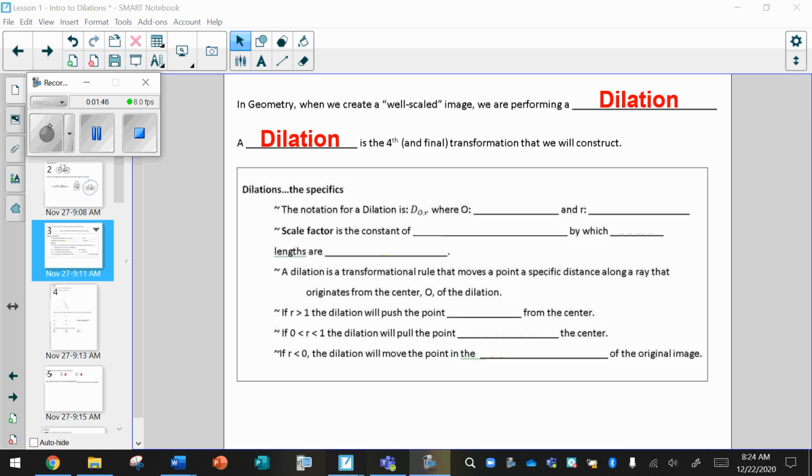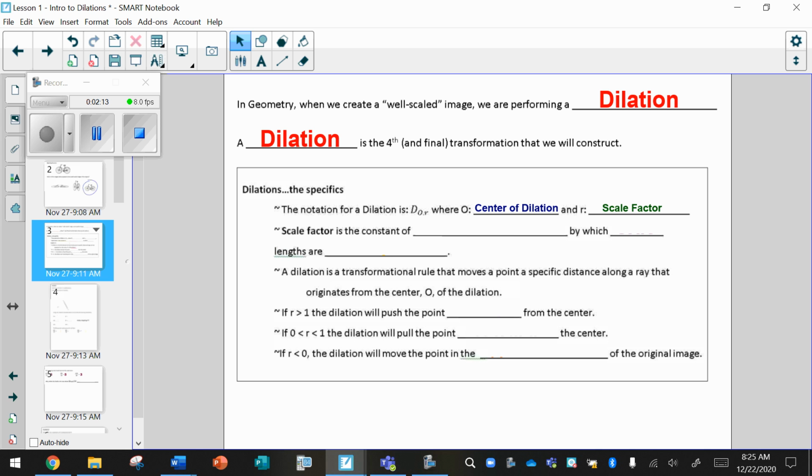So the specifics about dilations. The notation for dilation, and it's dilation, not dilation. The A is after the L. You dial a phone, you dilate an object. So anyways, the notation for dilation is a capital D with O, which represents our center of dilation, and the R is the scale factor.